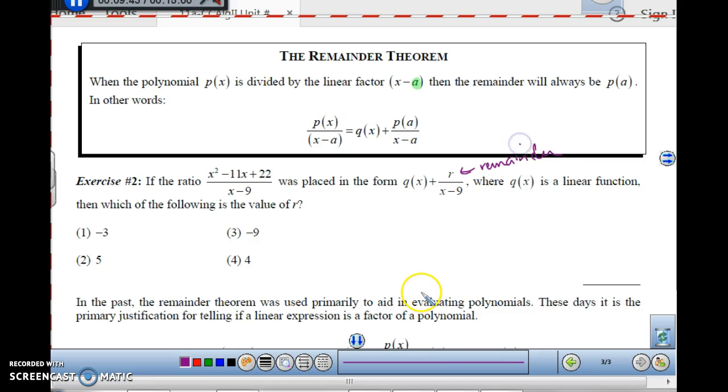So instead of having to do the long division, or any other kind of division that we could do, all you have to do is plug in whatever the a value is in this. Now, what is the a value if it's x minus 9? Well, that means that a is going to equal 9, because it's the opposite sign of whatever's there. All right, so then take that and plug that into the polynomial you're dividing. So that would be 9 squared minus 11 times 9 plus 22.